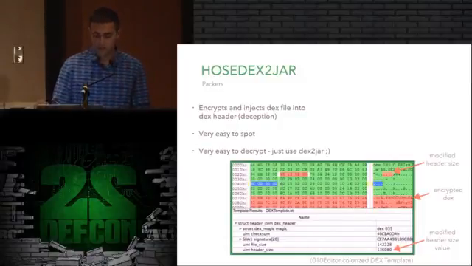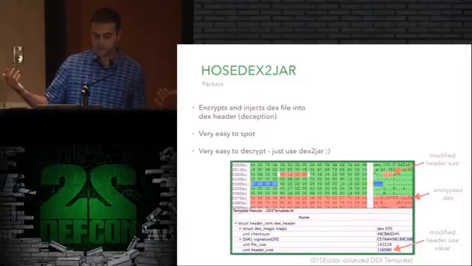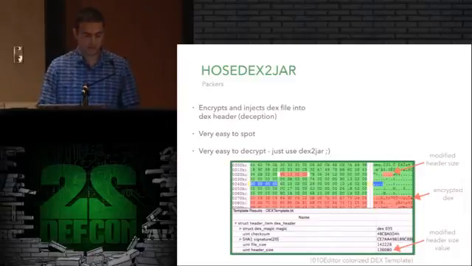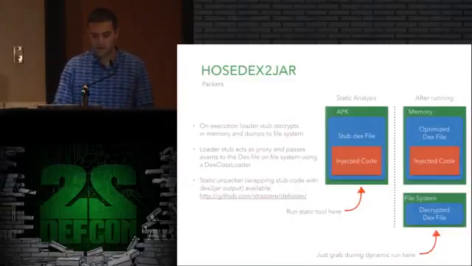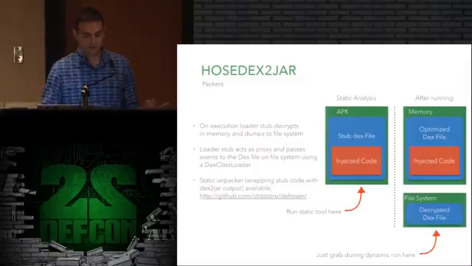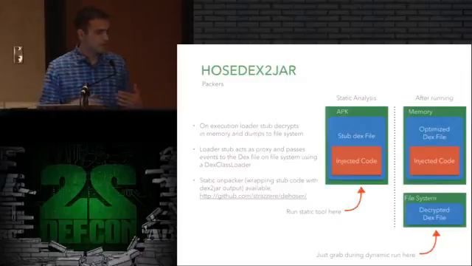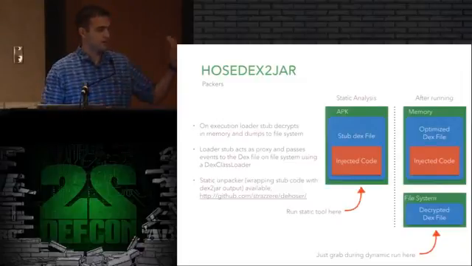You can also see that the header size, which is normally, I believe, 70 hex bytes, is huge. So clearly something's been injected in there. So this is really easy to see. And then basically all this is going to do is static analysis is not really going to work because you're going to see this encrypted file. So you're going to just run your tool against it.